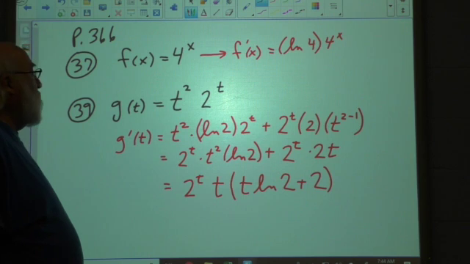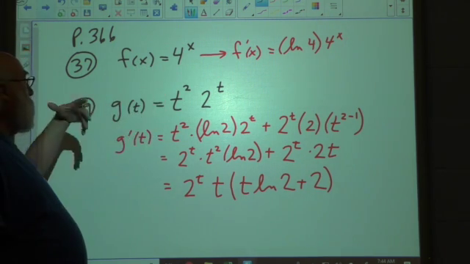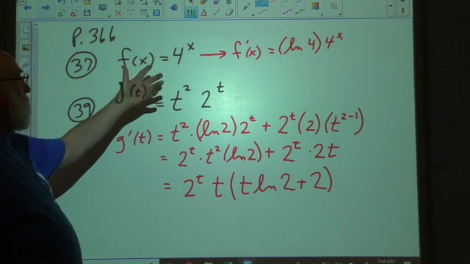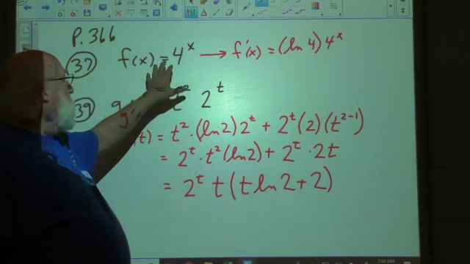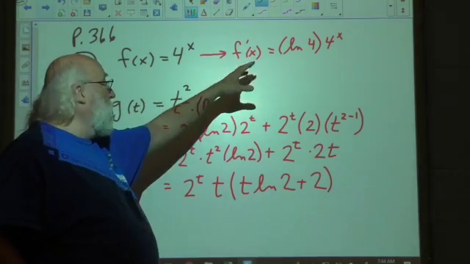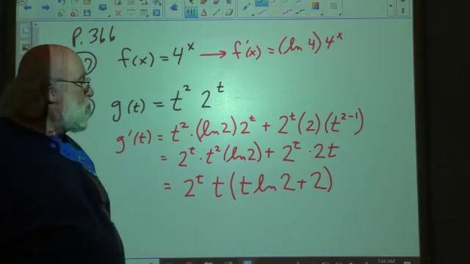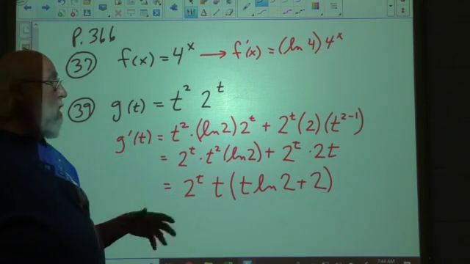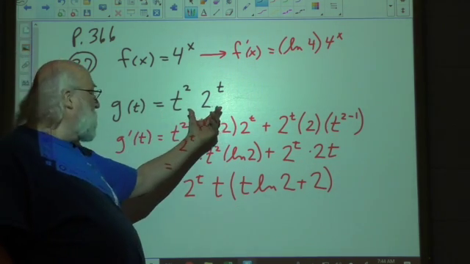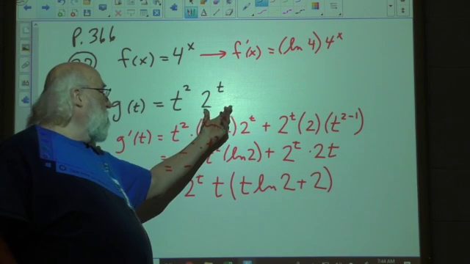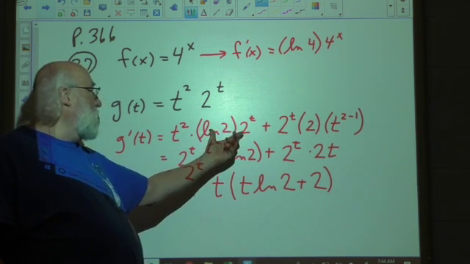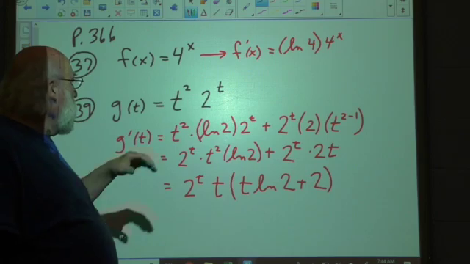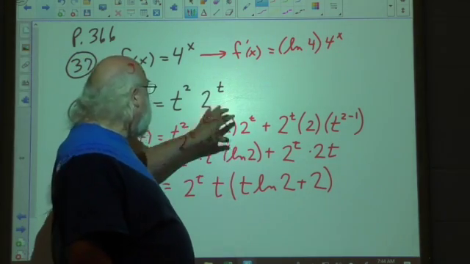Number 37, we have 4 to the x power as the problem, and according to 5.13, when you differentiate that, it's going to be the natural log of the base 4 times 4 to the x power. For number 39, this is a product rule problem. You're going to take t squared times the derivative of 2 to the t, which is natural log of 2 times 2 to the t power, plus 2 to the t power times the derivative of t squared.